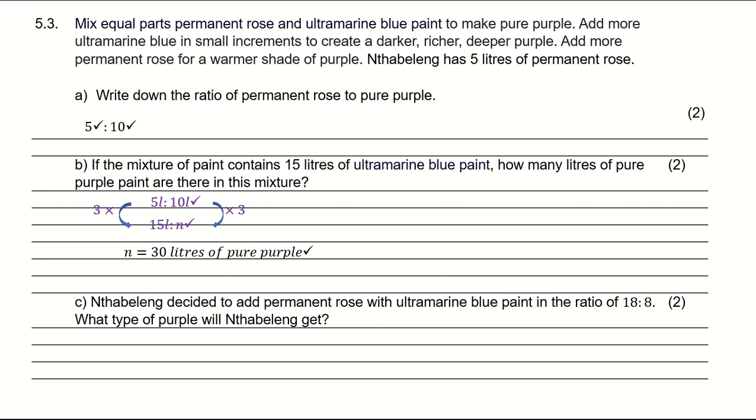Now, Ntabeleng decided to add permanent rose with ultramarine blue paint in the ratio of 18:8. Please note that permanent rose here is greater than ultramarine blue. And if we add more permanent rose, we are going to get a warmer shade. So what type of purple will Ntabeleng get? It will be a warmer shade of purple.